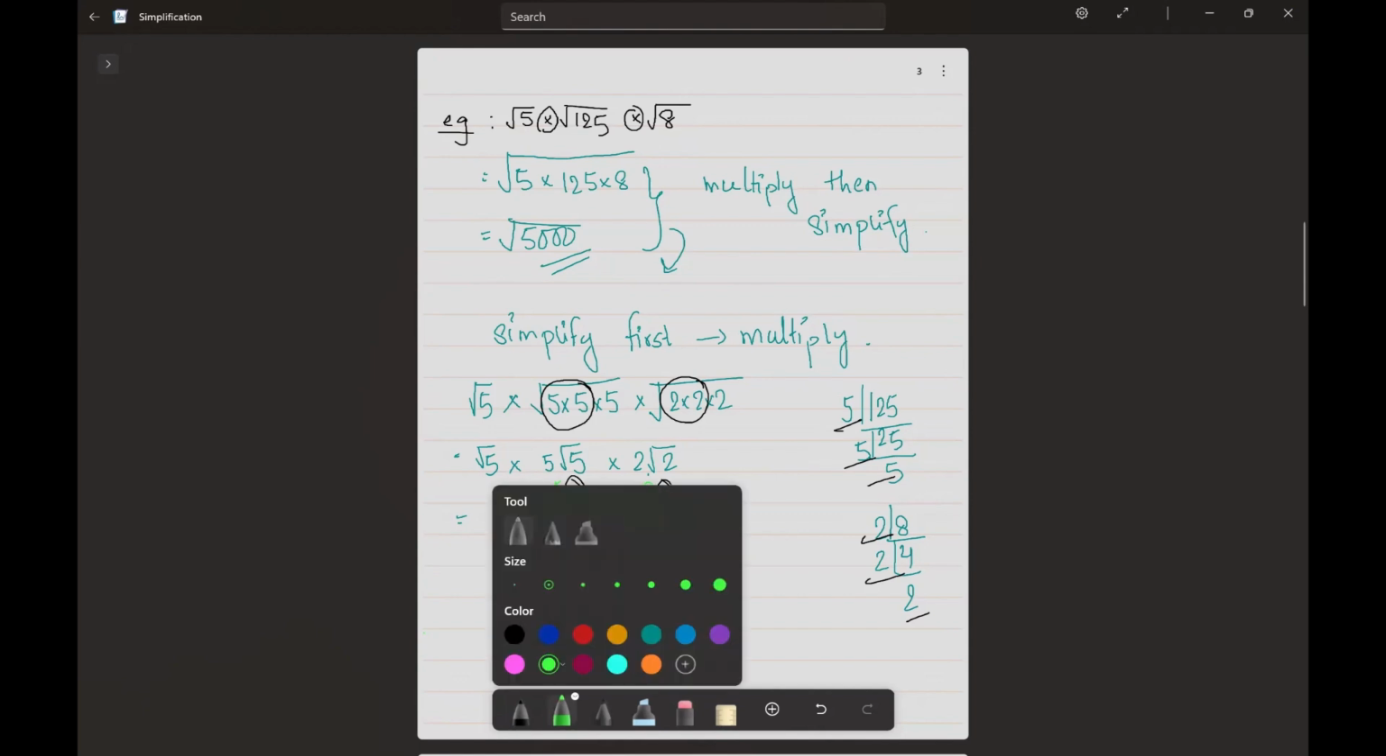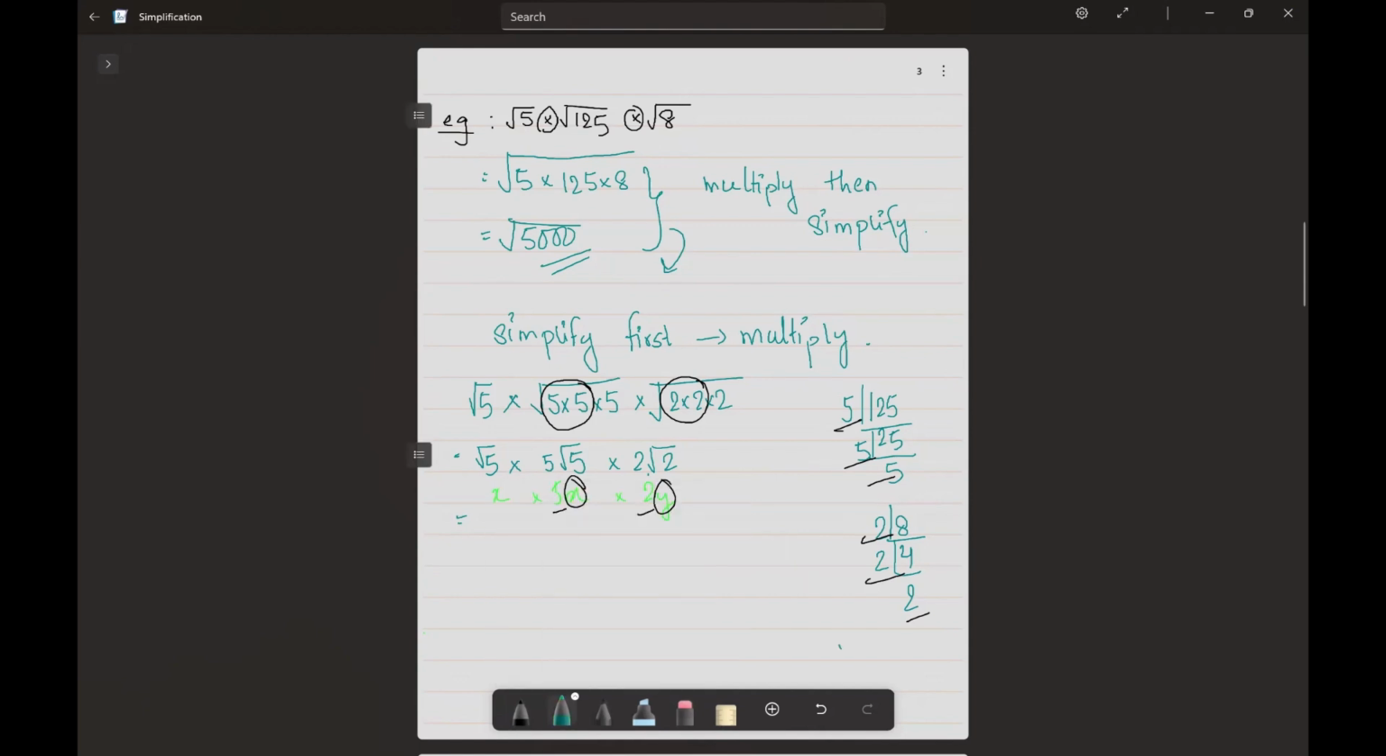So what we will do is we will multiply the numbers outside the roots and multiply the numbers inside the roots. So the numbers outside the roots are 5 and 2. So 5 and 2 will get multiplied, which are outside the root. And then we will multiply the numbers inside the root. So inside the root, we have 5, this 5, and then this 2. So we will have 5 into 2, 10 outside the root.